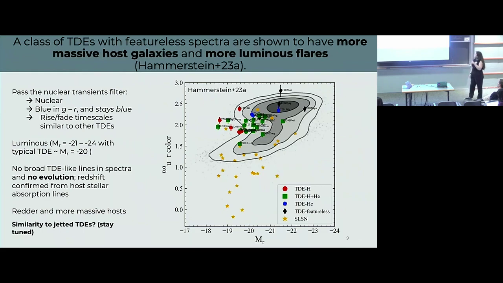They also have more massive and redder hosts compared to the other samples. So this is a color magnitude diagram. These featureless objects are up here on the right. This could be hinting at maybe the properties of the black hole at the center. There's also this possible similarity to jetted TDEs, which I'll talk about in a moment.